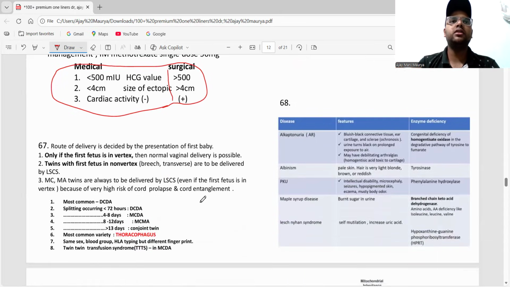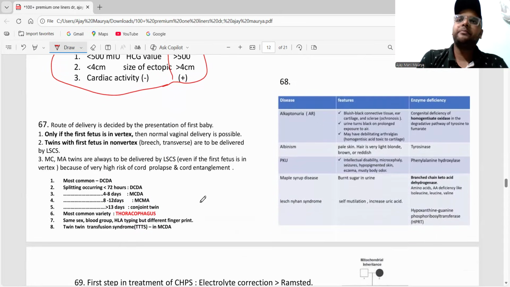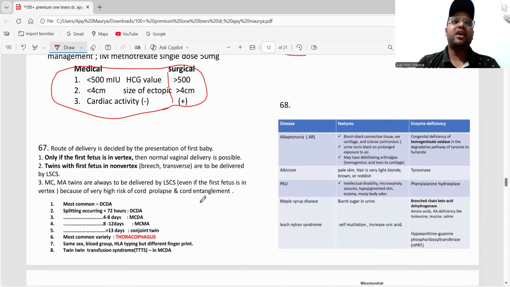Next one, 67. Route of delivery is decided by... see here how to remember this one.